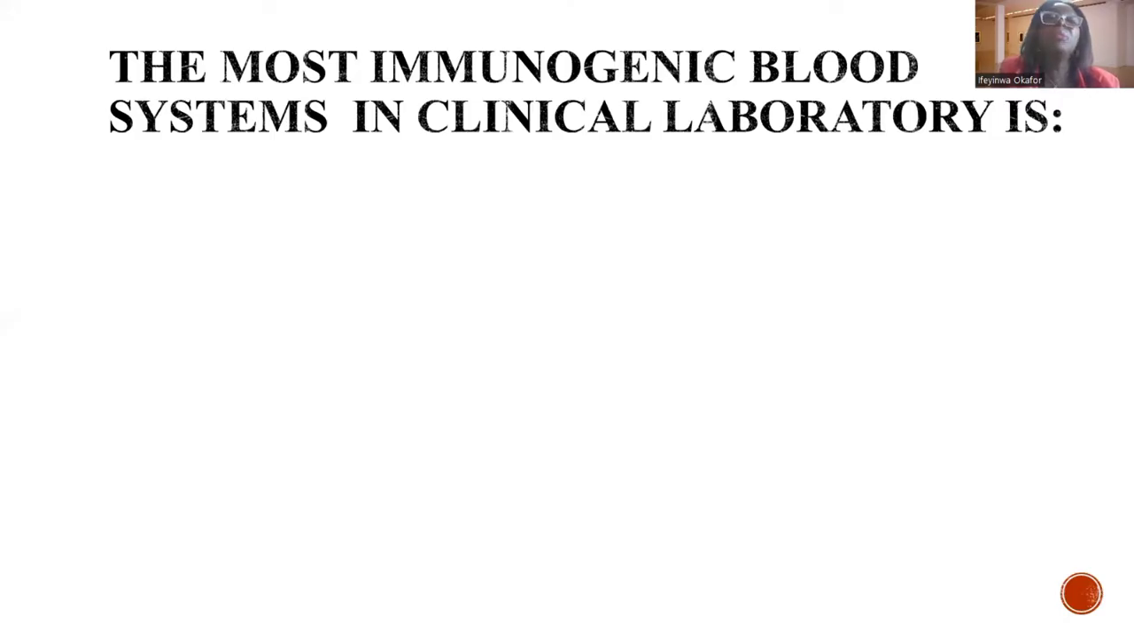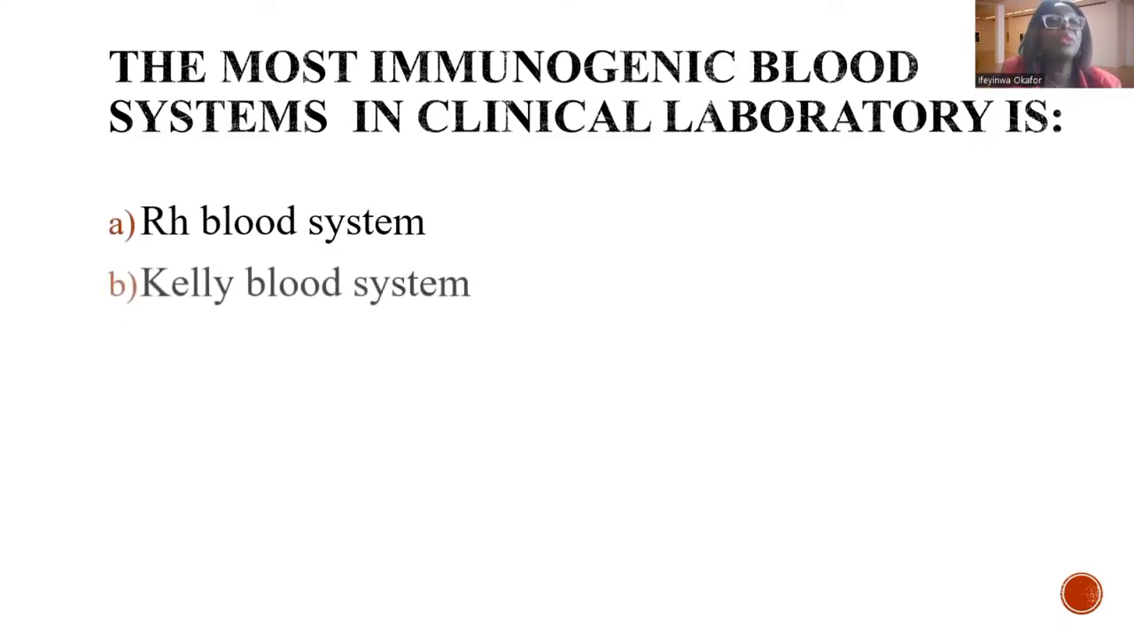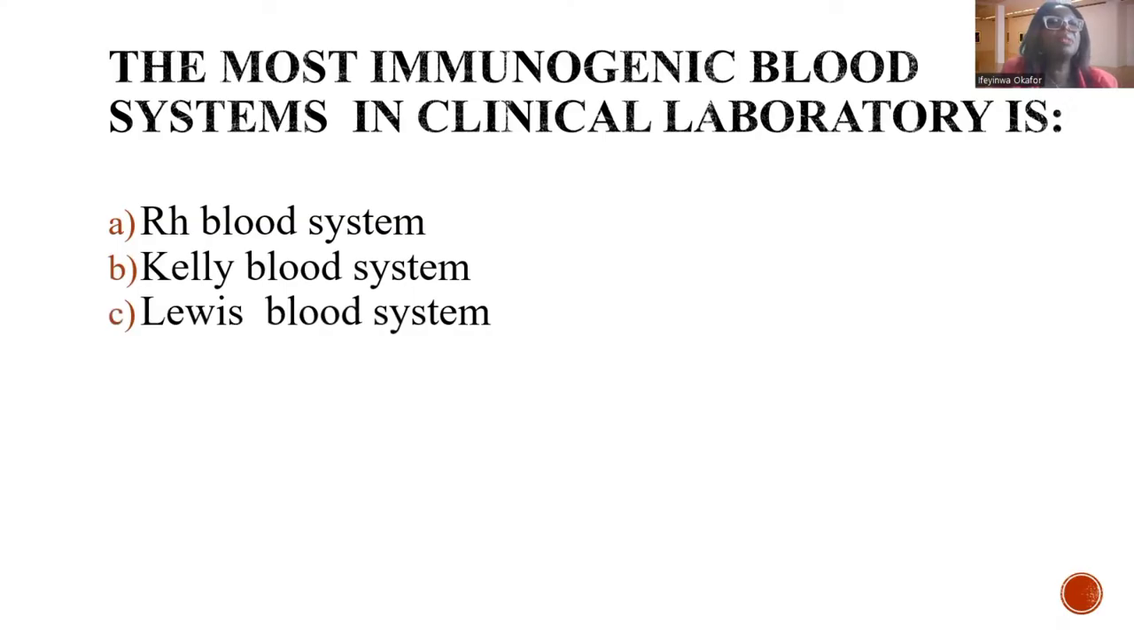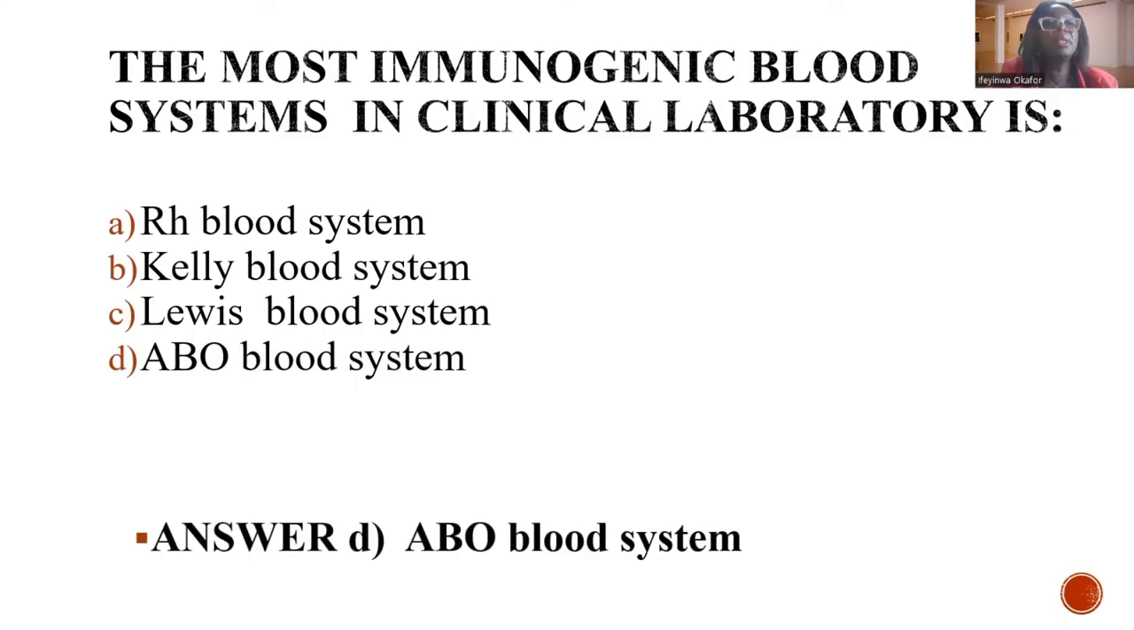The most immunogenic blood system in clinical laboratory is, we have Rh blood group system, Kell blood group system, Lewis blood group system, we have ABO blood group system. Answer, D, ABO blood group system.